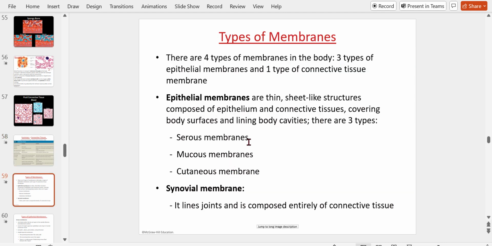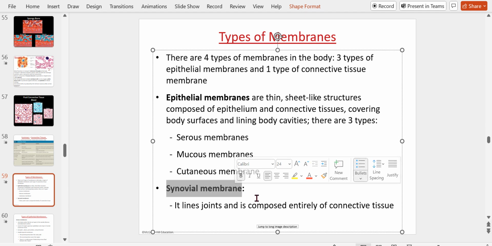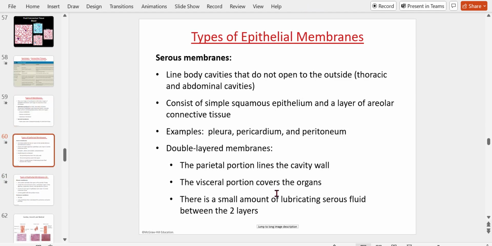Types of membranes in the body: three types of epithelial membranes and one type of connective tissue membrane. Epithelial membranes are thin sheet-like structures composed of epithelium and connective tissue. There are serous membranes, mucous membranes, and cutaneous membranes. There are also synovial membranes, which line joints and are composed entirely of connective tissue.